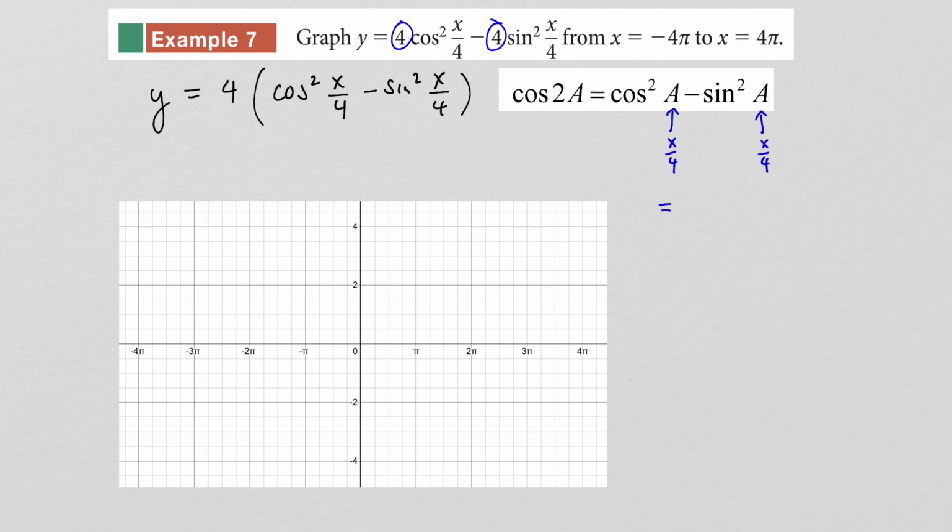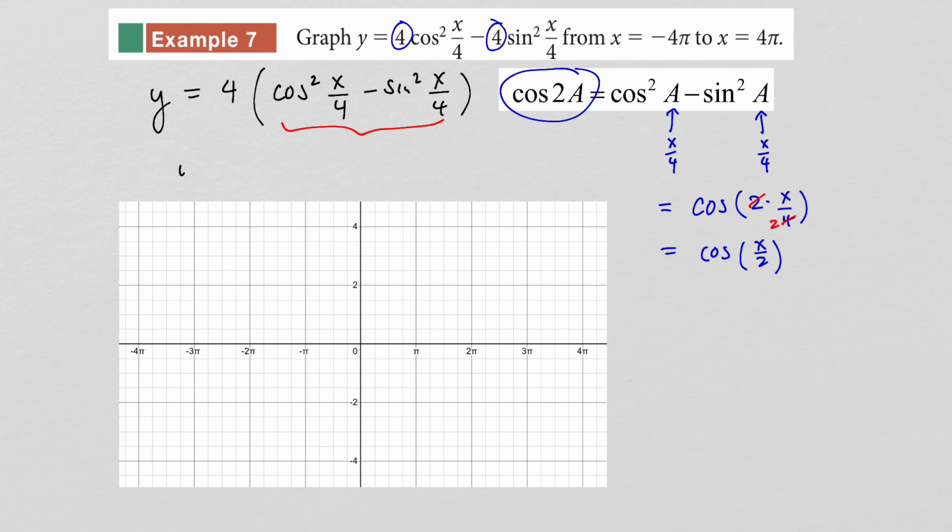So what is that equal to? Well, the formula says that it's equal to cosine of 2 times a. So if a is x over 4, this is going to be the cosine of 2 times x over 4, which is x over 2, right? Because 2 goes into 4 2 times. So that means I can replace this with the cosine of x over 2. And so we are graphing 4 times the cosine of x over 2. And now this becomes a simple graphing problem that we've done before.